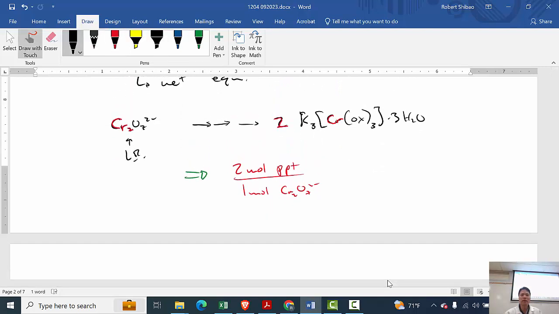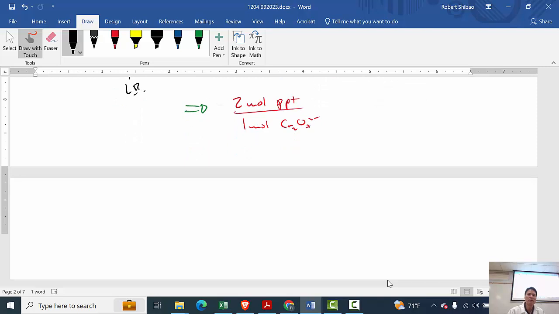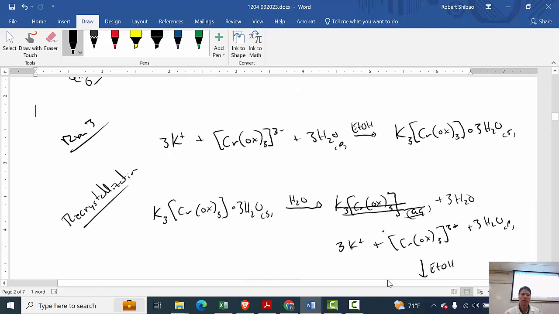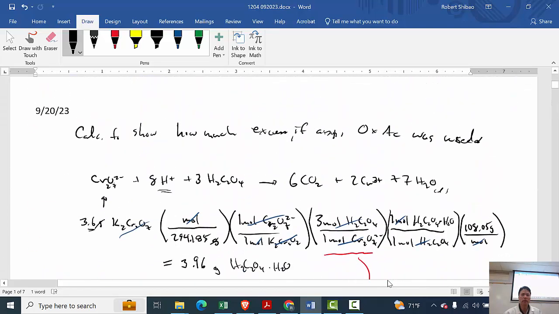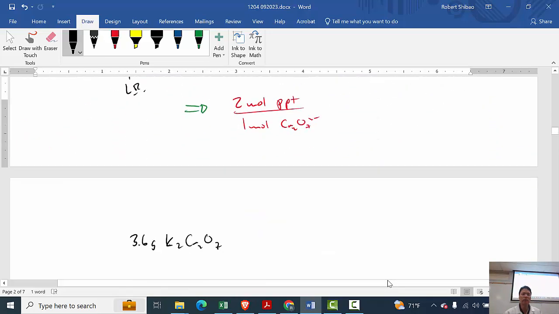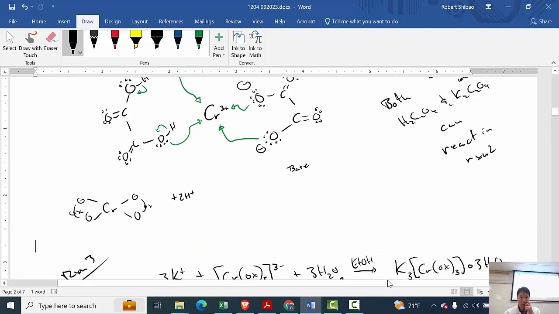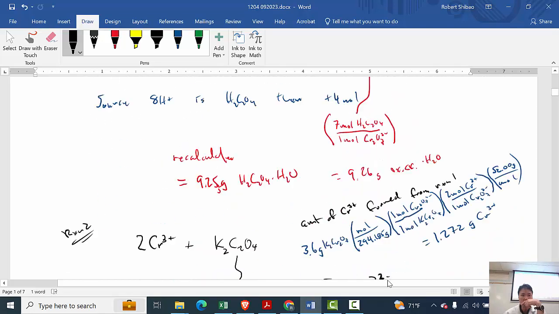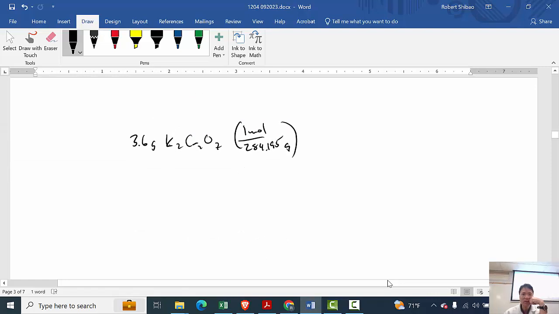I'm not even going to balance all these. I'm just following what's happening with the chromium. Since chromium was my limiting reagent, I'm going to assume I'm not missing much of it. So I have 3.6 grams of potassium dichromate, with a molar mass of 294.185. So 1 mole of this was 294.185 grams, sorry.